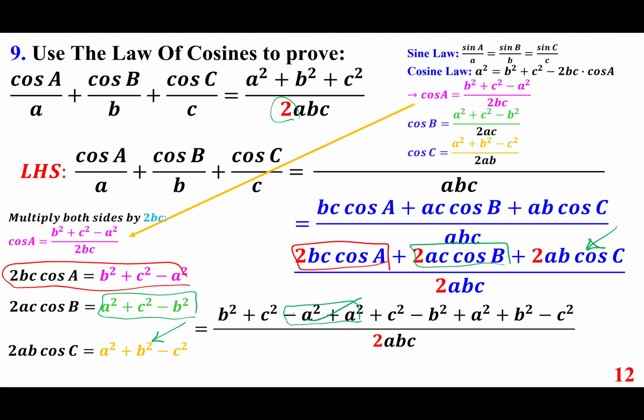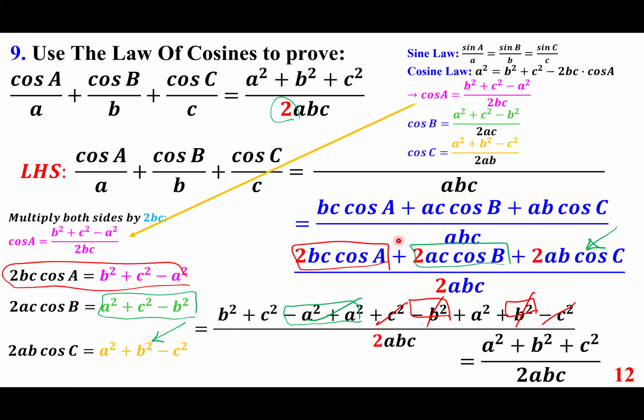I cancel those two. I cancel those two. I cancel those two. So I'm left with b squared, c squared, and a squared. I put the a squared first. The final answer is a squared plus b squared plus c squared over 2abc, and that's exactly what we have.